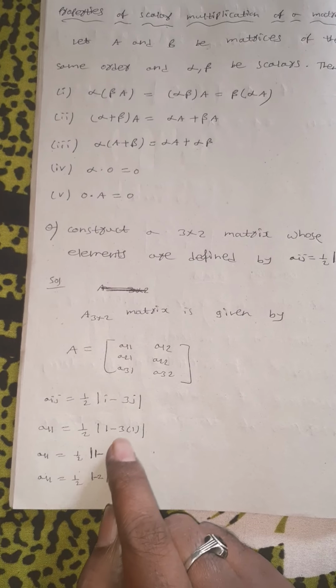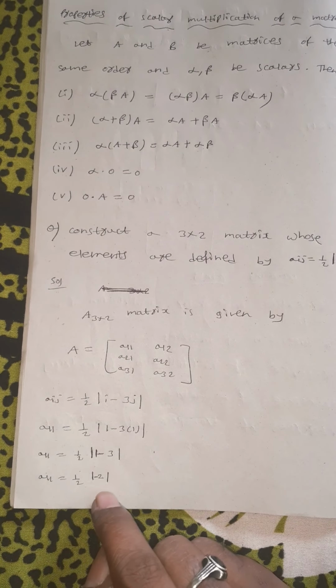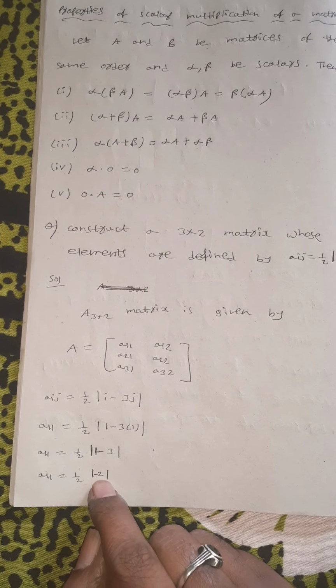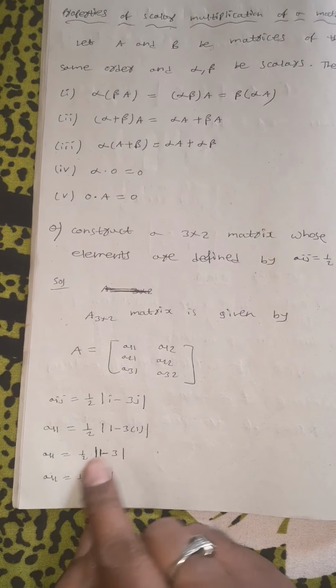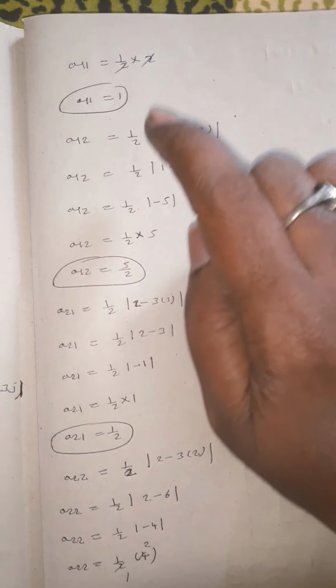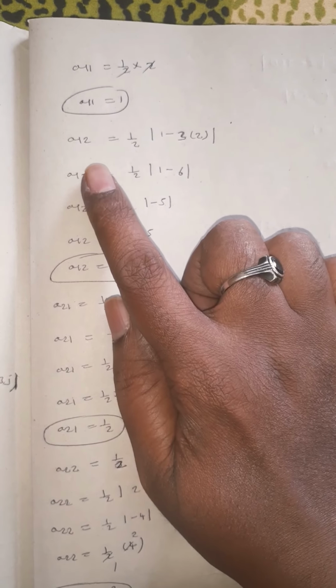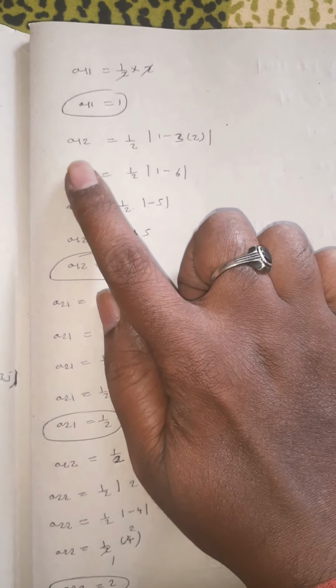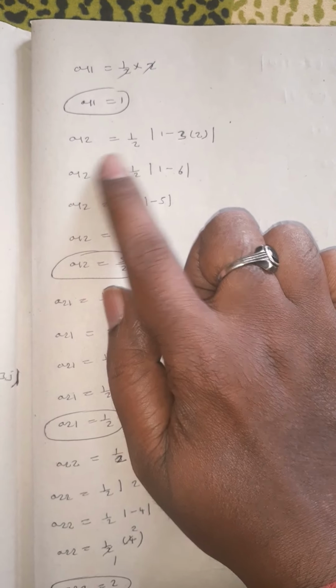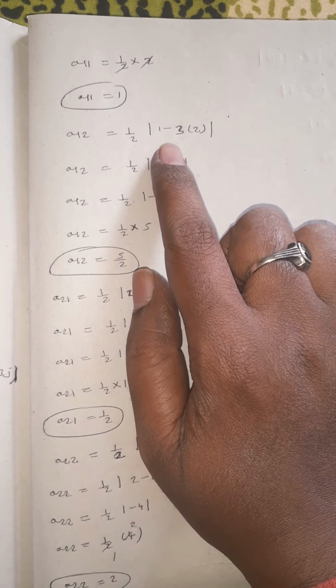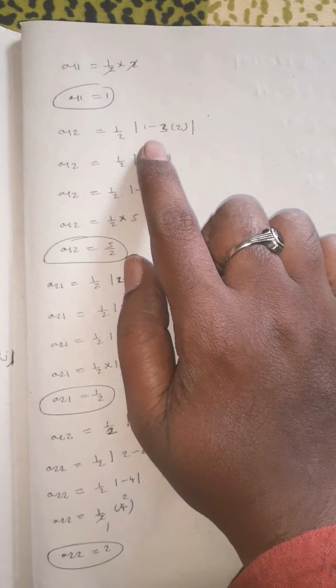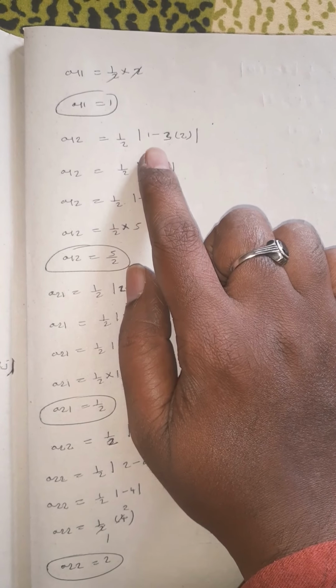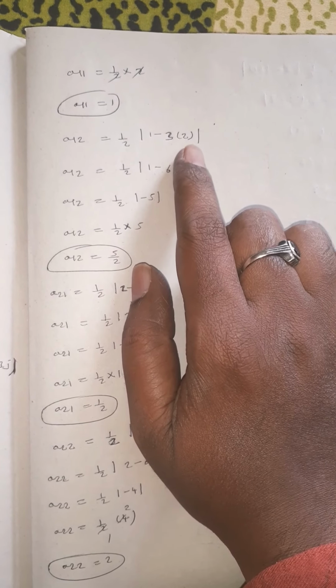1 I wrote as it is, 3 into 1 is 3. So 1 minus 3, how much? Big number having negative symbol, so minus 2. Modulus of negative becomes positive. So half into 2, 2 cancels, means 1. Next, similarly we have to find A12. Here I value is 1, j value is 2. Half into modulus of I minus 3j: I value is 1, minus 3 into j value 2.